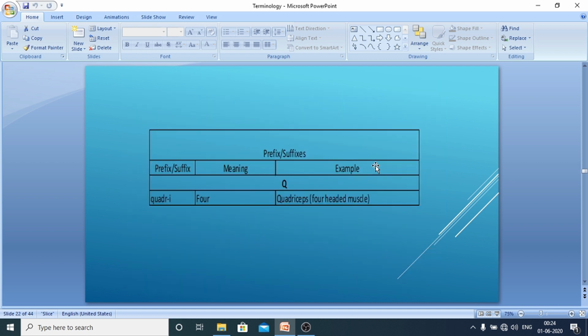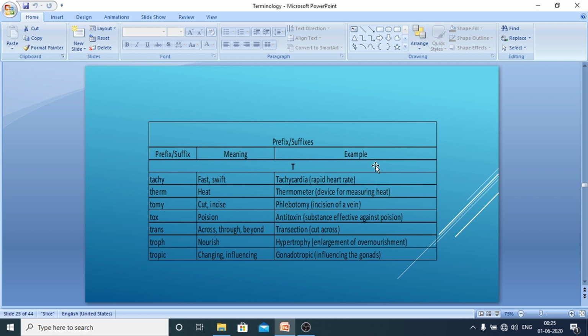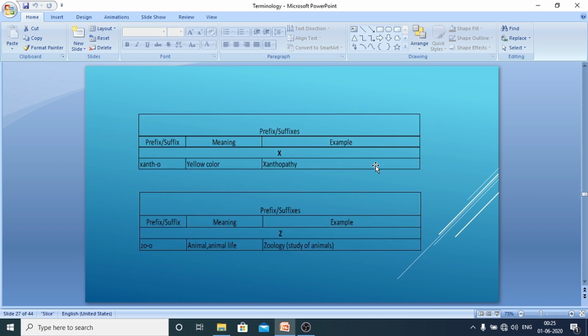So guys, this is the way we have to read the prefixes and suffixes, what their meanings are, and what the best examples are. Xantho means yellow color. Xanthopathy means a disease. Xantho means yellow color, and normally this occurs when a person suffers from jaundice. Zoo means animal life. Zoology is nothing but the study of animals.